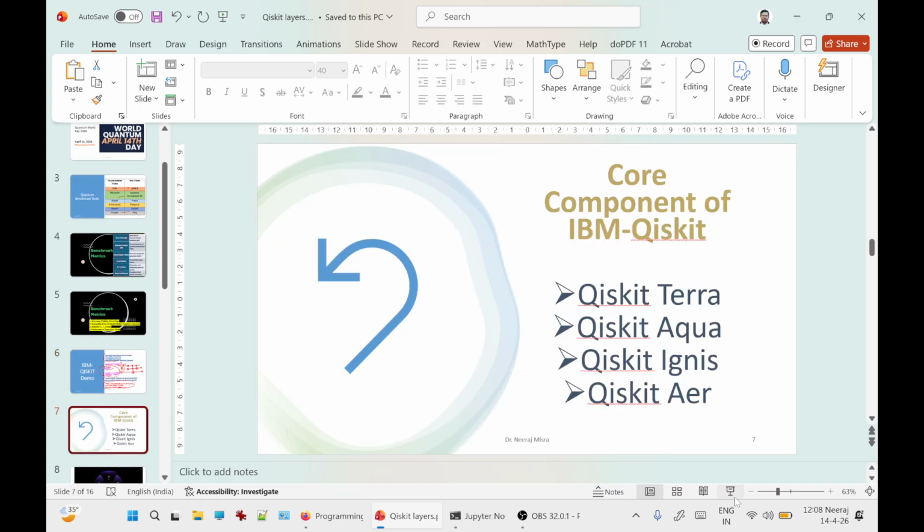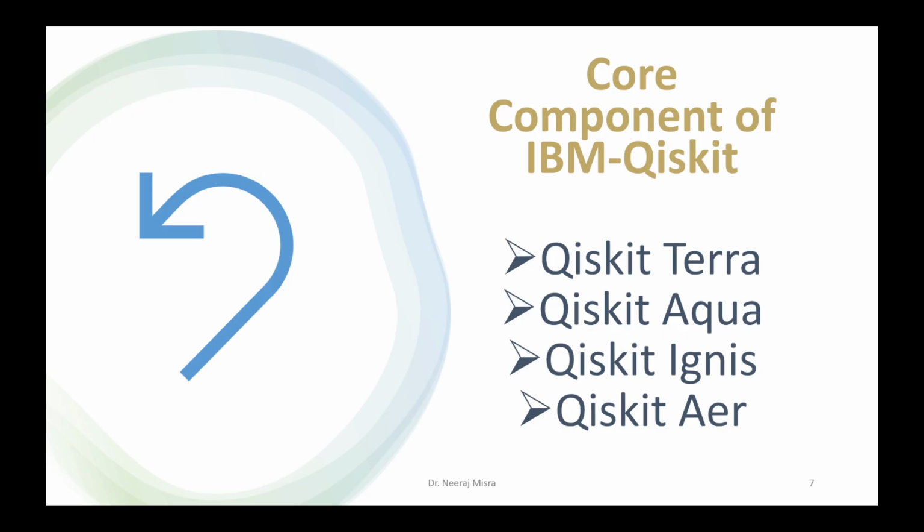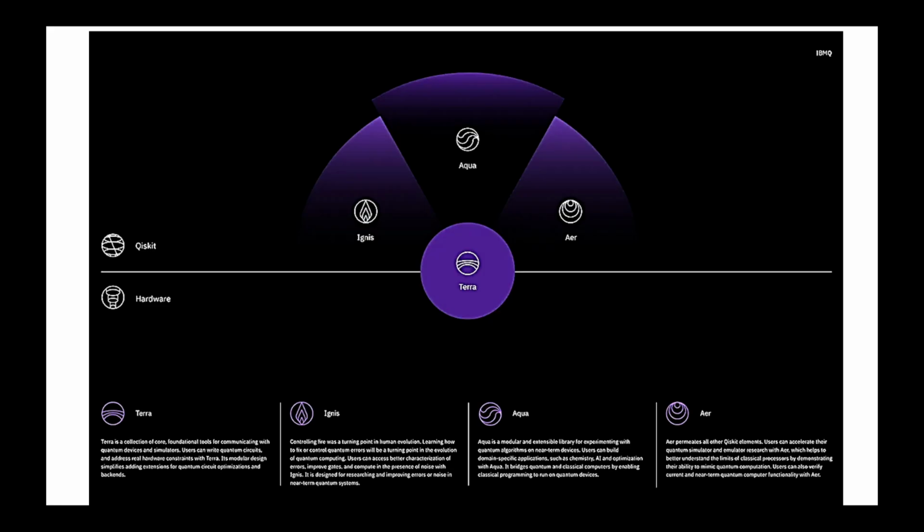Another thing is, what are the core components in IBM Qiskit? We know there are many things like Qiskit, Terra, Aqua, Ignis. So what is the physical significance? This is actually how Qiskit is connected to the hardware. All these layers are required to connect your quantum assembly code to the real quantum hardware. There are many layers like Terra, Ignis, Aqua, and Aer. Every core component has a significance.